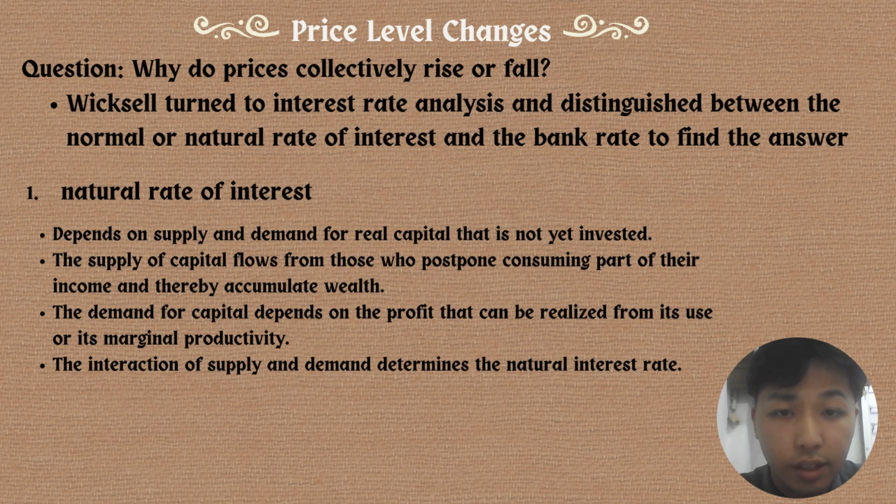The first one is the natural rate of interest. It depends on the supply and demand for real capital that is not yet invested. The supply of capital flows from those who postpone consumption of part of their income and thereby accumulate wealth. The demand for capital depends on the profit that can be realized from its use, or its marginal productivity. And the last is that the interaction of supply and demand determines the natural interest rate.